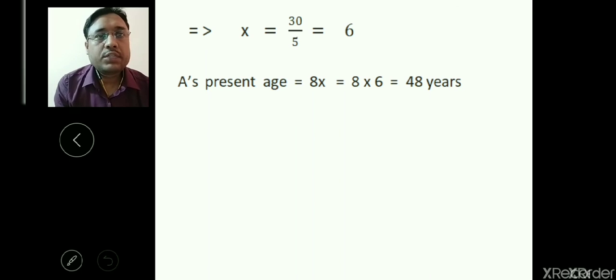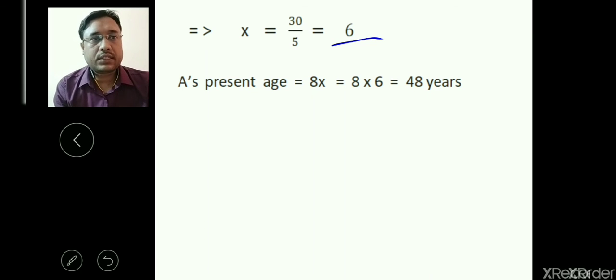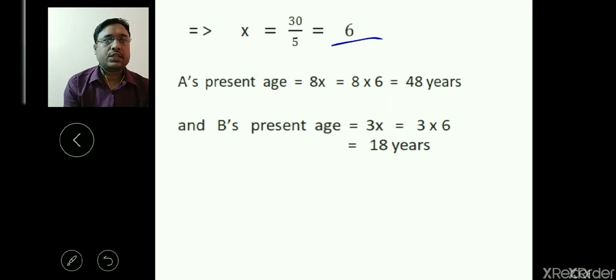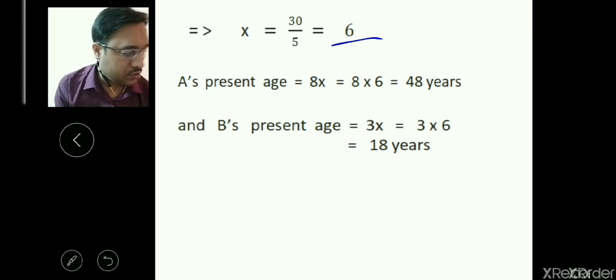So A's present age is 8x, that means 8 into 6, because the x value is 6, which is 48 years. And B's present age is 3 into x, means 3 into 6, is 18 years. So this way you can solve the word problems here, students.